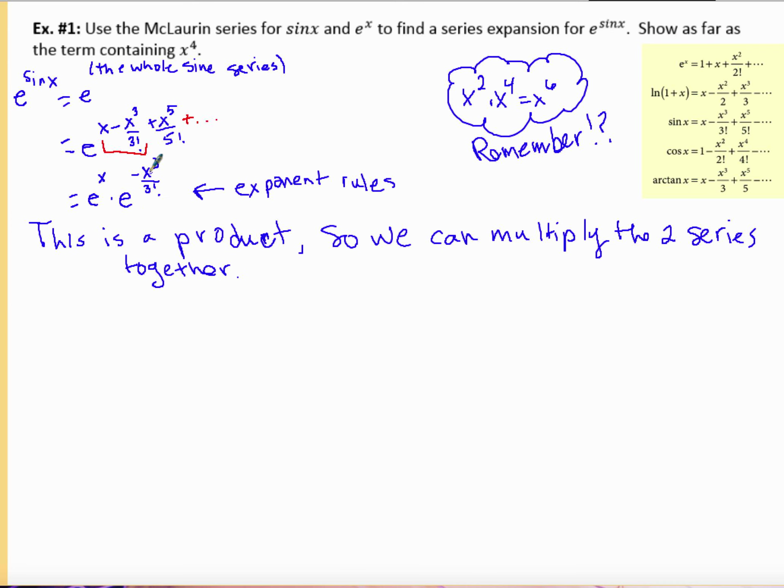So let's talk about these two series and what they actually are. I'm going to start with e to the x power. Now we know e to the x power is really 1 plus x squared divided by 2 factorial plus x cubed divided by 3 factorial plus x to the fourth power divided by 4 factorial. And this is going to go on and on forever.